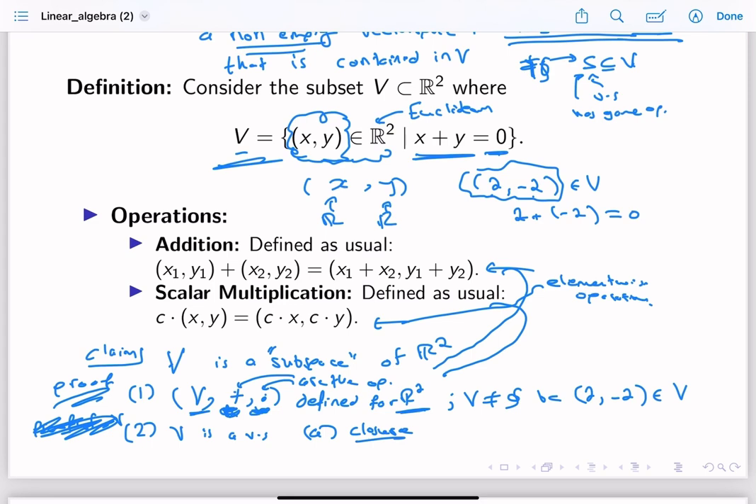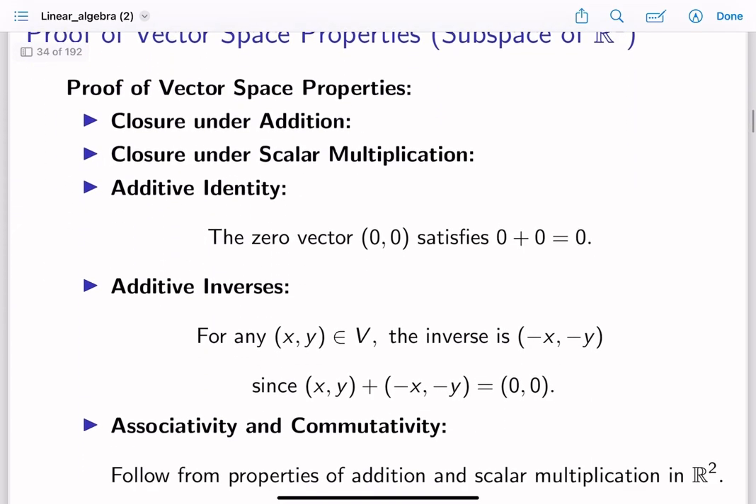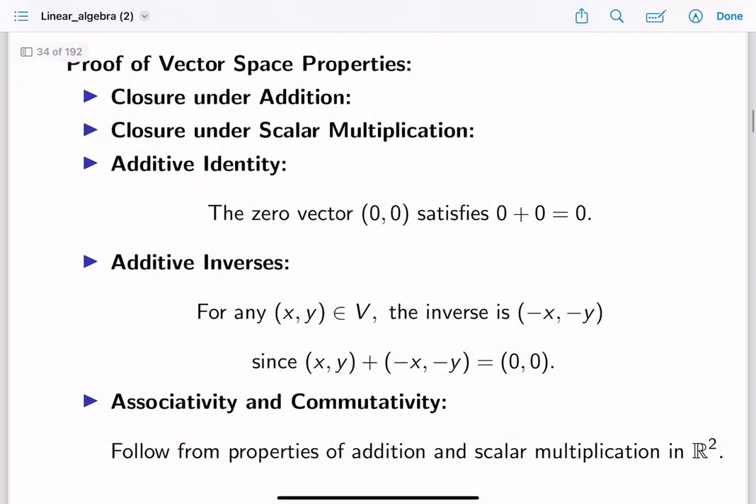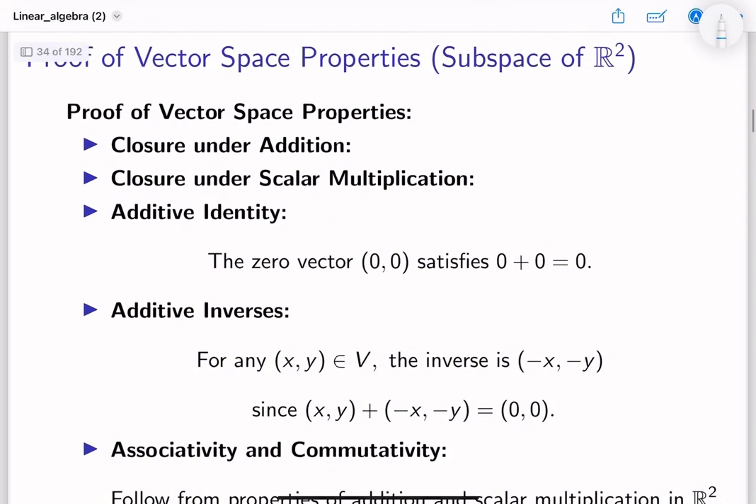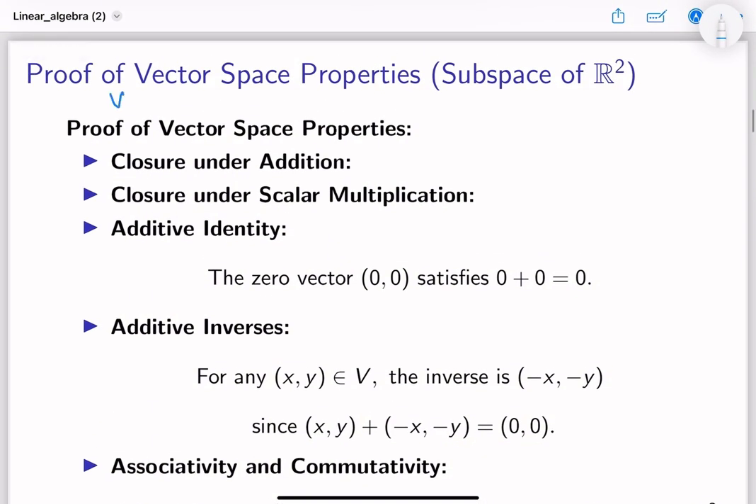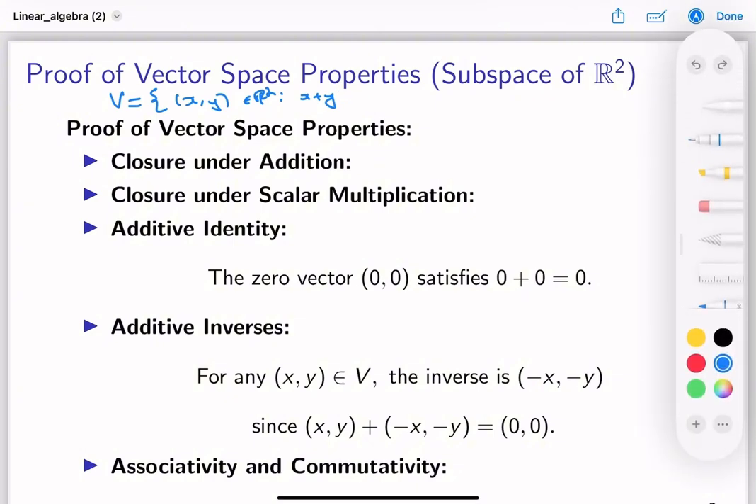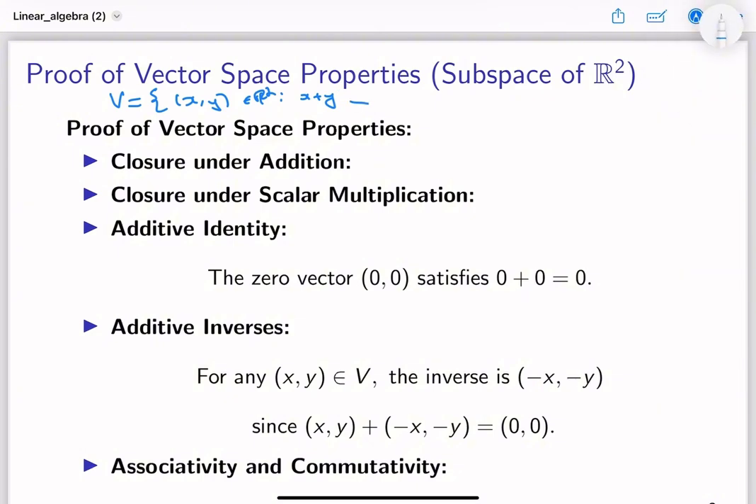And perhaps I should show you the cleaner proof because we're running out of space. So let us come here and write things here. Again, I'm going to write V here. V is the set of all (x, y) in R2 such that x plus y is equal to 0. So this is the set that we're talking about, and we're claiming that this is a subspace of R2.